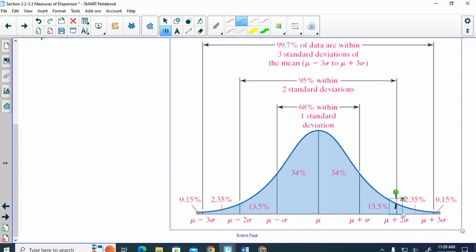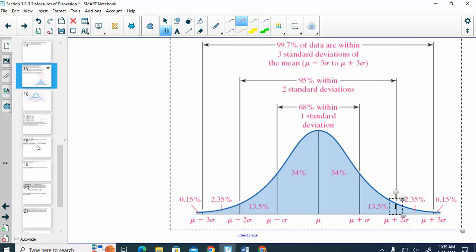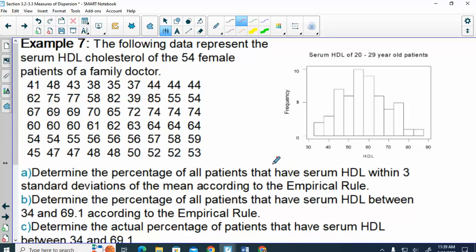All right, let's look at an example with this. So the following data represents cholesterol for 54 patients. All right, I already gave you a graph. Is this a perfect bell shape? No. Is it reasonably close? Yes. So because it's somewhat bell shaped, we can use the empirical rule here.